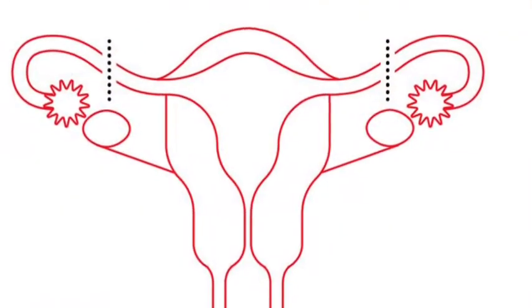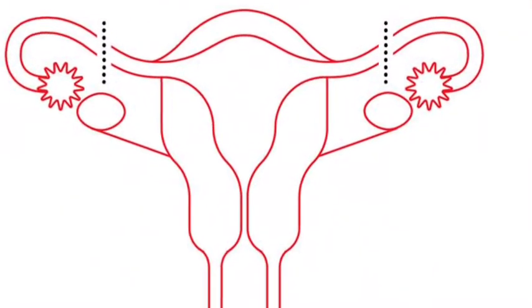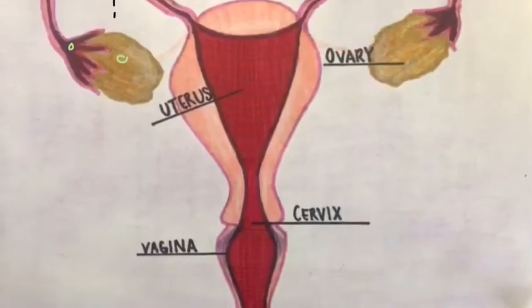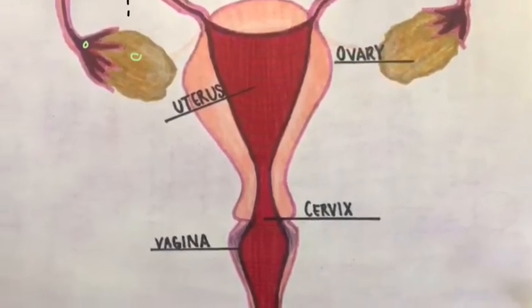Tubal ligation is 99% effective. It's a surgical procedure that permanently closes or blocks the fallopian tubes. When the fallopian tubes are blocked after a tubal ligation, the sperm cannot reach the egg and cause pregnancy.